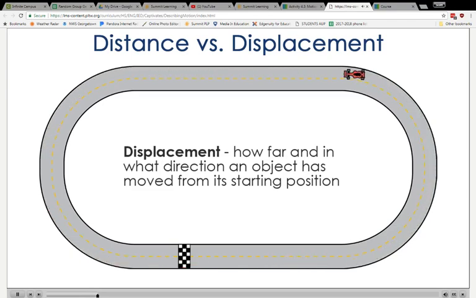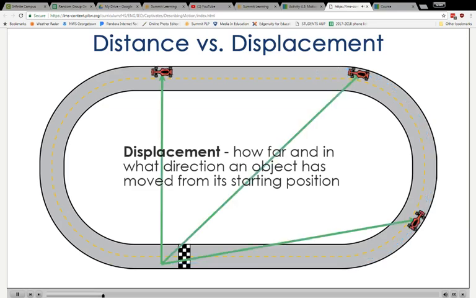In the case of the race car moving around a track, the distance the car has traveled is represented by the length of the blue curve that traces its position. The displacement of the car at any instance is represented by the green arrow. The length of the arrow is the distance from the starting position to the position of the car. The arrowhead indicates the direction from the starting position to the car at that instant.